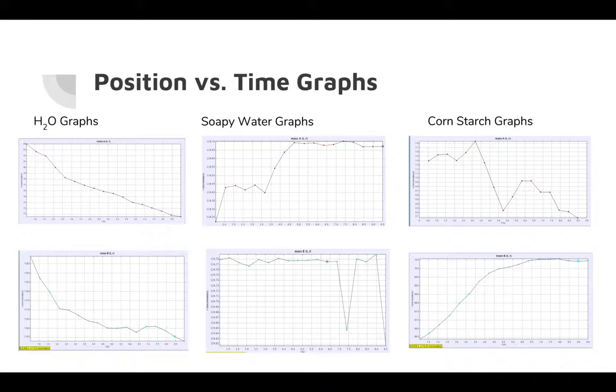So here we have our position versus time graphs that we got from Tracker. And as you can see, they're labeled by solution: the DI water, the soapy water, and the cornstarch. The top row of the 2 is for mass A, the first bead that we tracked, and the bottom graph for all 3 of the solutions is the second bead that we tracked.